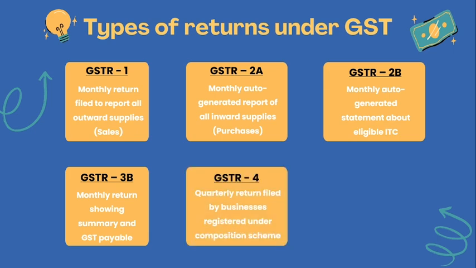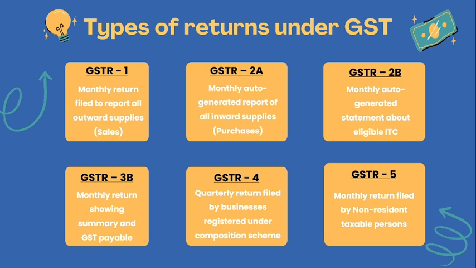Next is GSTR4. It is for businesses registered under the composition scheme, which simplifies GST compliance by charging a fixed rate of tax on turnover. This return is filed quarterly and provides a summary of all sales, tax liability, and tax paid. Due date is 18th of the month following the end of the quarter. Even if there are no sales or purchases during the quarter, a nil GSTR4 must still be filed by the due date.